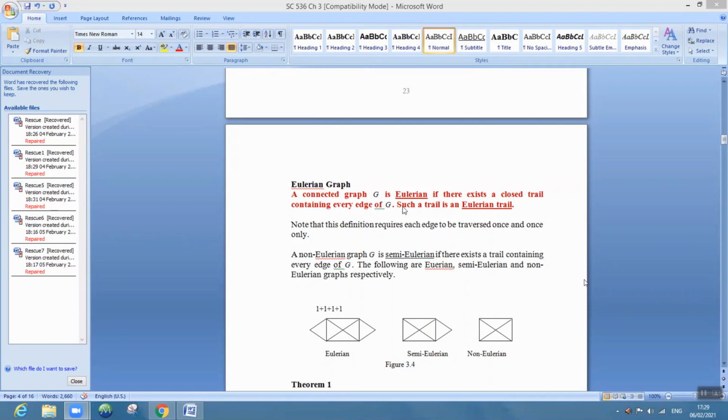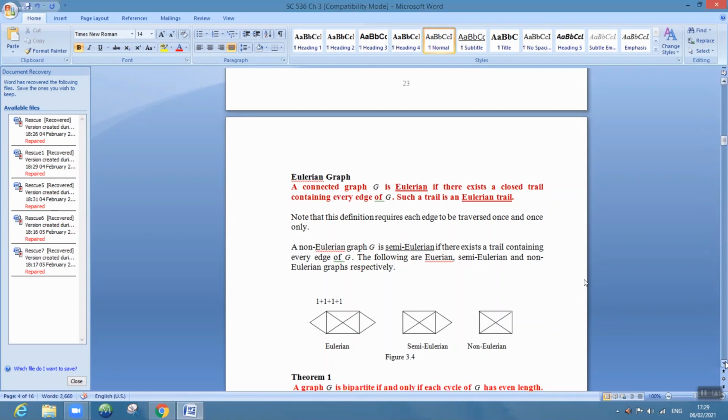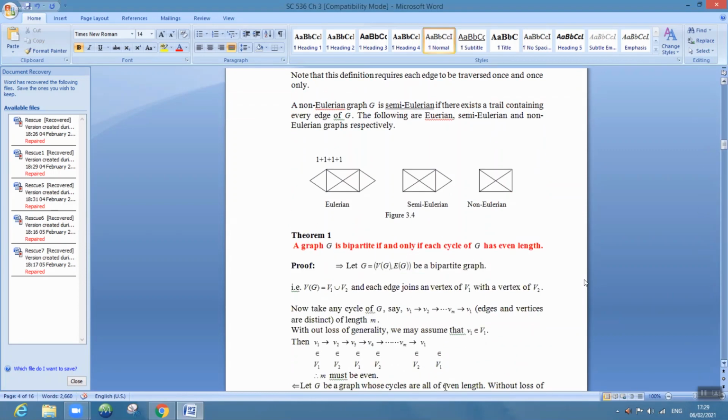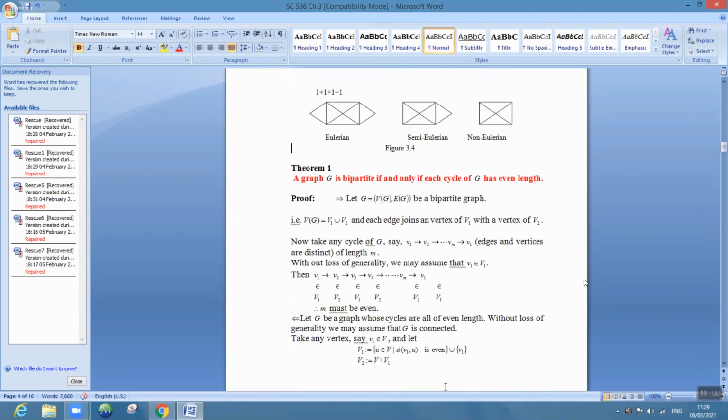A connected graph is Eulerian if there exists a closed trail containing every edge of the graph. Such a trail is an Eulerian trail. Okay, semi-Eulerian, non-Eulerian graph, so we discuss. Now there are two theorems and a lemma, so we look at that.